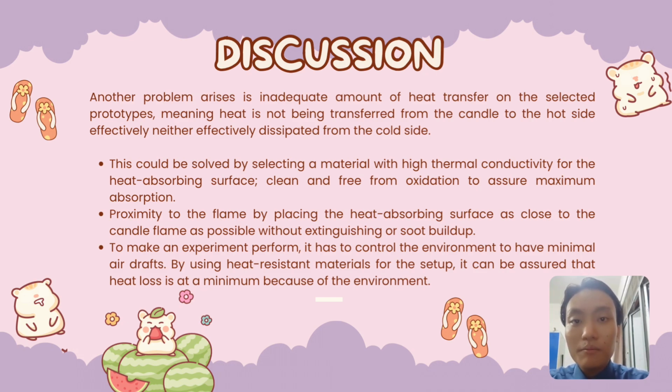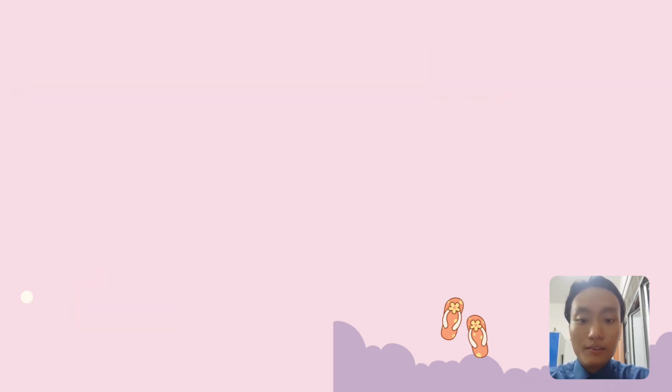Proximity to the flame: place the heat-absorbing surface as close to the candle flame as possible without extinguishing it or causing soot build-up. For the experiment, the environment was controlled to have minimal air draft by using heat-resistant material for the setup. It can be assured that the heat loss from the environment is at a minimum.